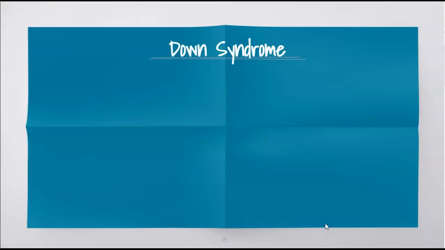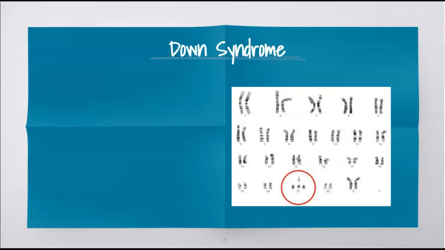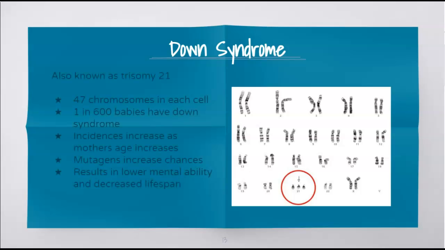So what I'm going to do now is go through a couple quick examples of different trisomy and monosomy syndrome examples, and you can take notes as we go, or you can just listen. So here is Down syndrome, trisomy 21.